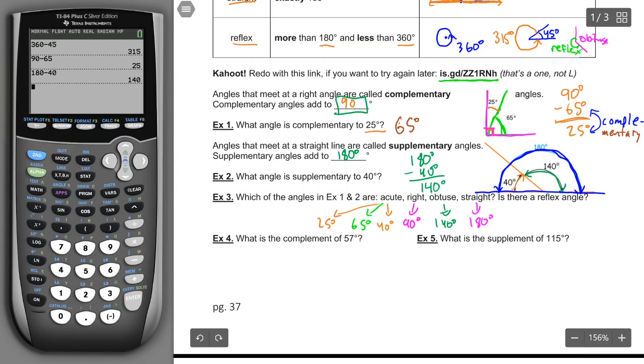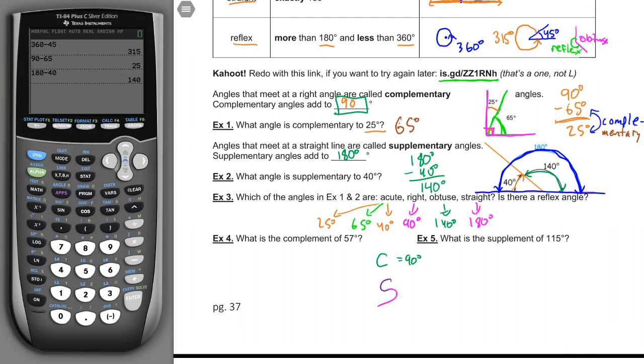Now, there's sort of a memory trick for this. So you notice that 90 degrees is half of 180. Well, if you notice that a C is 90 degrees for complementary, what if you take two C's and stick them together? If you stick two C's together, you get 90 degrees times 2, which is 180 degrees, which is supplementary.